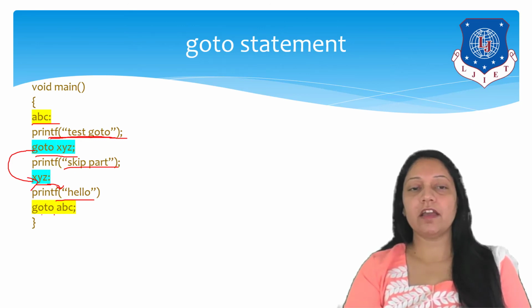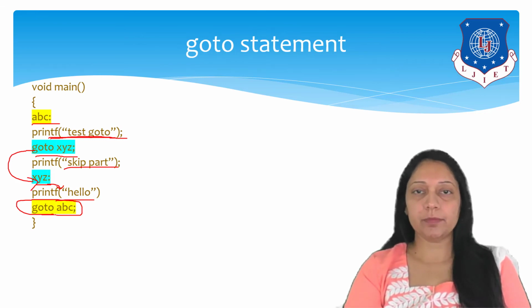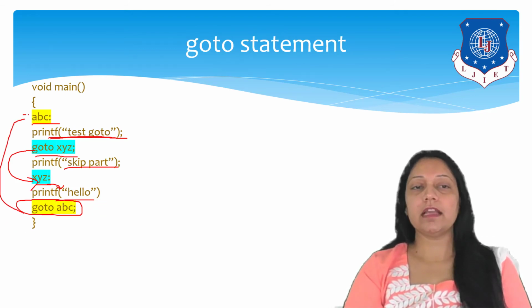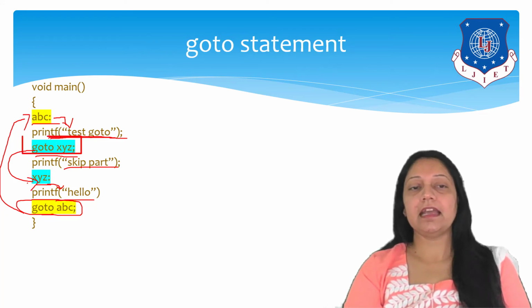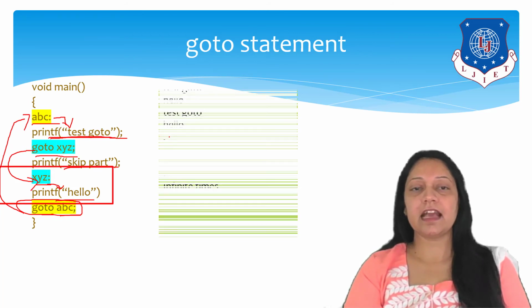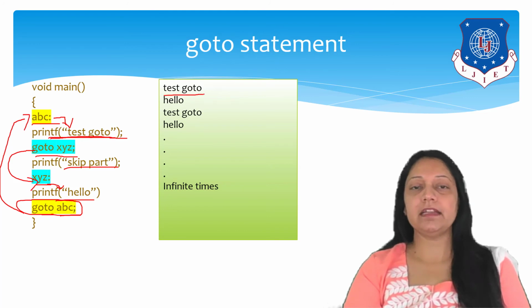Now you can see after hello, I have placed one more goto statement. So goto ABC means I have to move to another place in my program where my label ABC is. So the compiler will go to the ABC label, that is, the first line of my program. After that, it again executes the next statement, so test goto is displayed onto the screen. Then again goto XYZ and hello is printed. Again goto ABC. So this process is carried on again and again. Your output would be test goto, hello, test goto, hello, and so on.